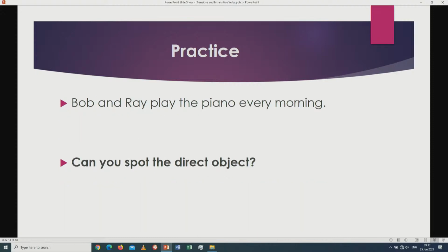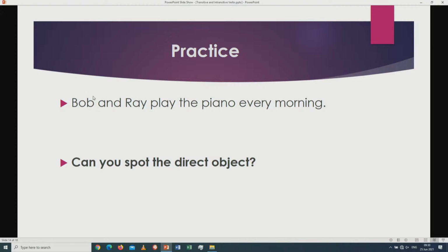Let's look next. Let's practice a bit. Bob and Ray play the piano every morning. Can you spot the direct object? Let's see. Bob and Ray play the piano. So let's find the verb. Bob and Ray do what? They play. Who plays? Bob and Ray. So that becomes your subject. Right? That's the doer.